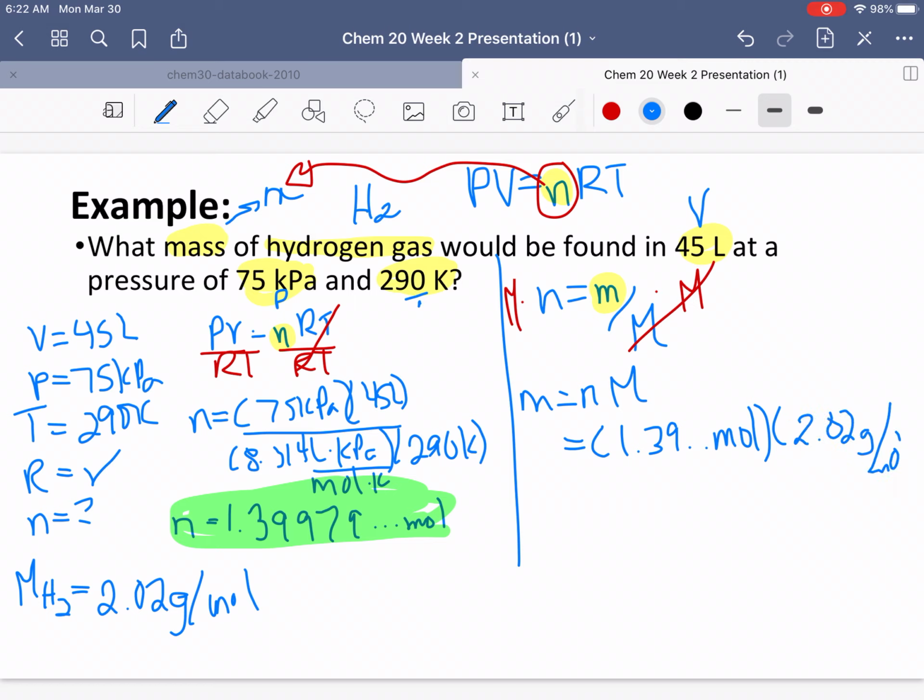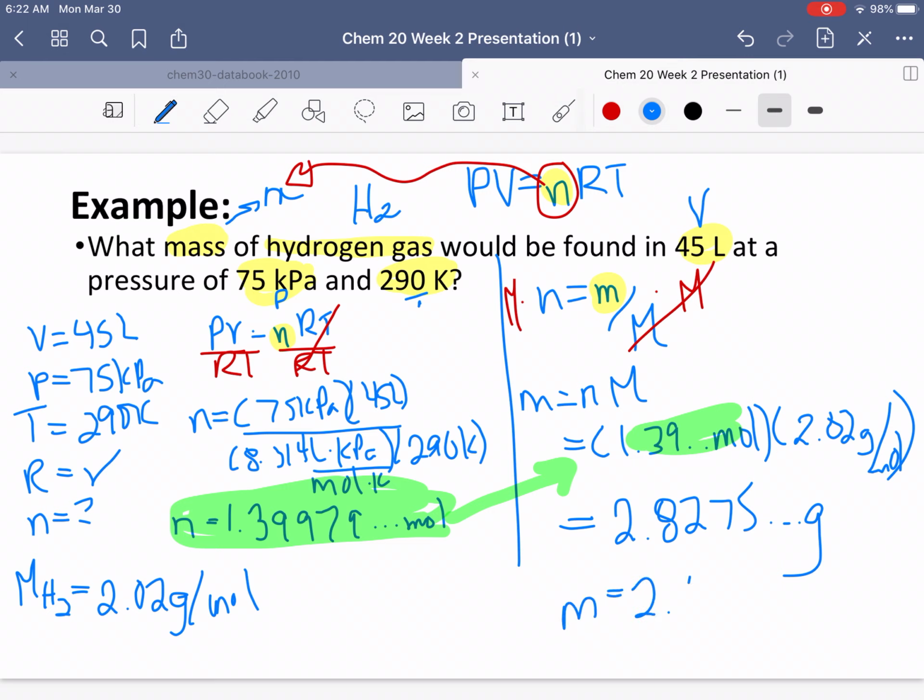2.02 grams per mole. Remember where numbers have come from. This one came from here. It's already in your calculator. Keep it there. Just multiply it by 2.02. And our end answer, once you do that, we get 2.8275... grams. The question has 2 sig digs, that 45 liters, the 75 kilopascals. So the mass of the gas is 2.8 grams.